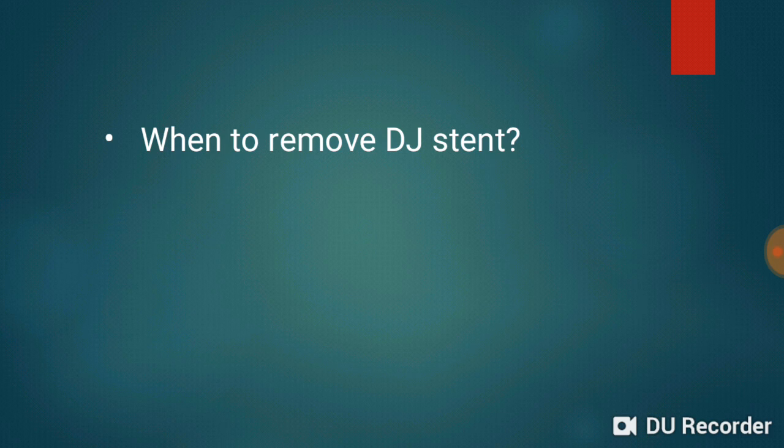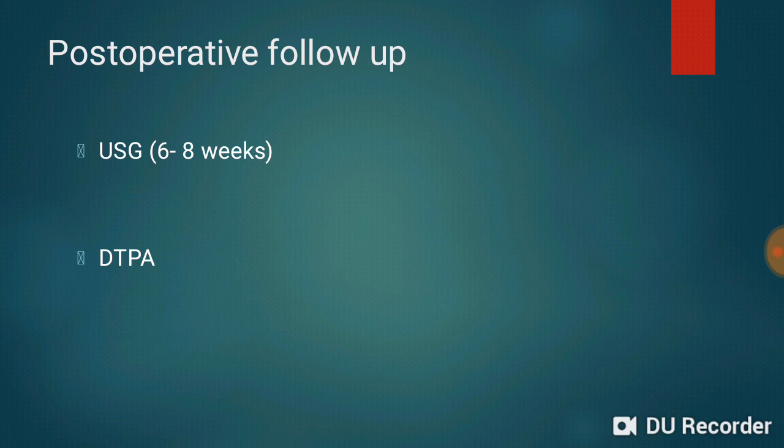So when to remove the DJ stent is again debatable. It can be removed anytime from 2 or 3 weeks to 6 weeks. Generally antibiotic prophylaxis is given, but there is still a debate whether to give it. A DJ stent is always a foreign body, so it is better and safer to give antibiotic prophylaxis. Now, in the postoperative follow-up, an ultrasound can be performed by around 6 to 8 weeks, and by around 6 months a DTPA can be performed to look for the drainage, and a delayed DTPA by around 3 to 4 years can also be done.